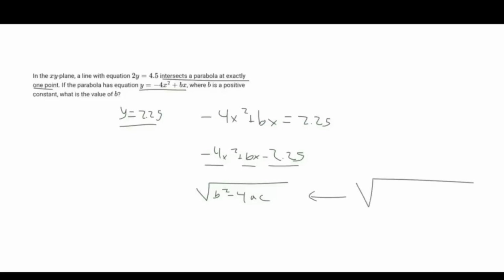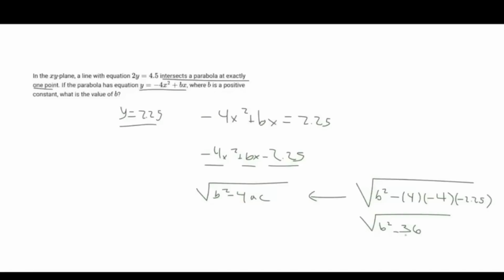So right here, we have b squared. We don't know what b is. We know it's minus 4. Then a is just negative 4. Oops. A is negative 4. And c is negative 2.25. So we can calculate this out, and this is what we will get. We'll get b squared minus 36. All right, so now we have b squared minus 36, right, under the discriminant.